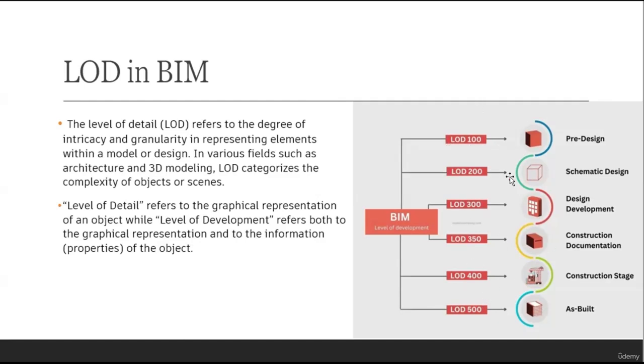Like we have LOD 100, LOD 200, LOD 300, 350, 400, 500, likewise. The lower LODs deal with, like you can see, 100 deals with the pre-design stage, 200 deals with the schematic stage. As the LOD increases, the representation as well as the information part of the object or the model as an entire entity goes on increasing. As we move ahead to design and development, the level of graphical representation and information increases. Construction documents, LOD 350: there is addition of information as well as graphical representation as we move ahead through the LOD or the BIM stages.